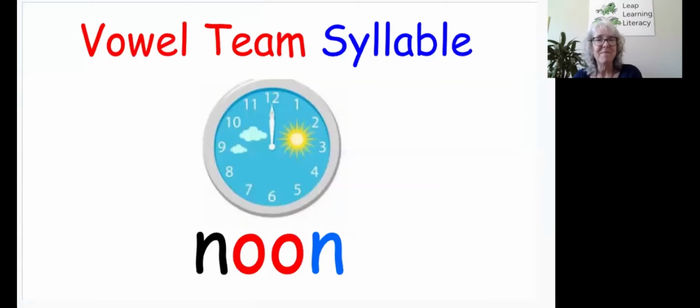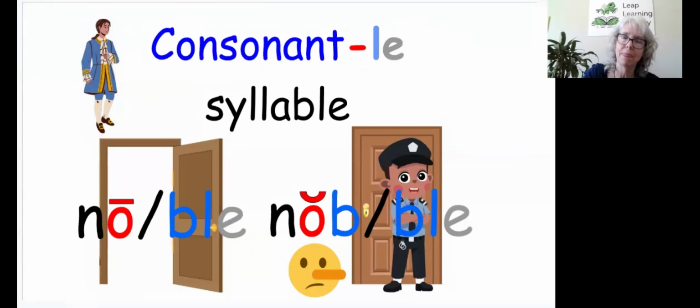Our next syllable type is vowel team syllable or vowel pair. What this means is there are 2 vowels together, but they're only saying one sound. Let's try it out. Noon, 1 jaw drop.